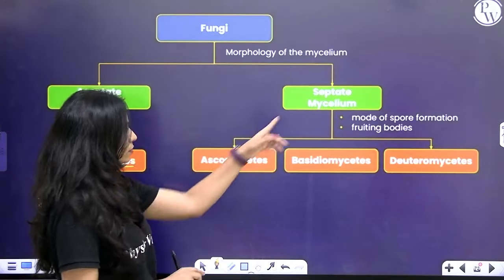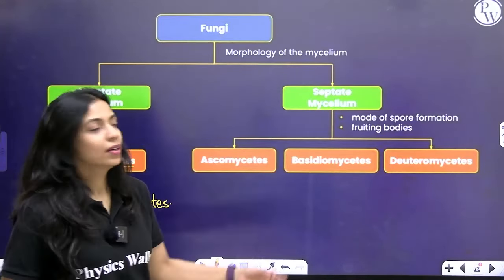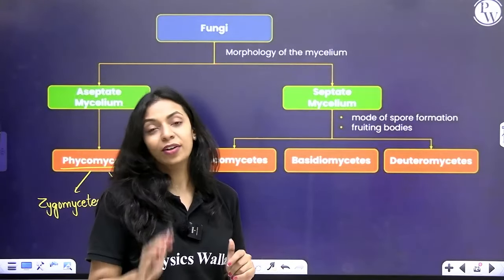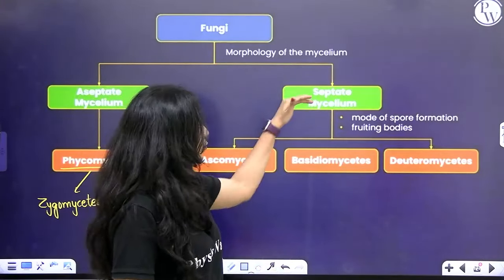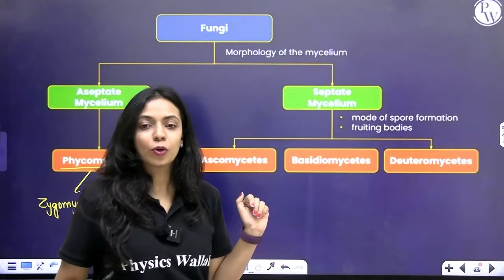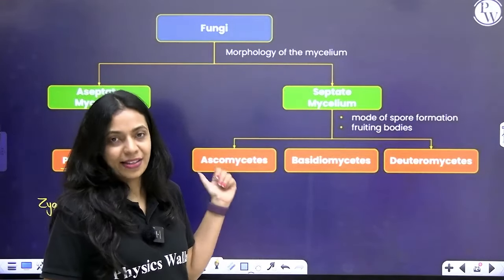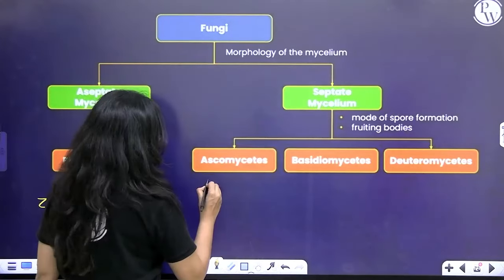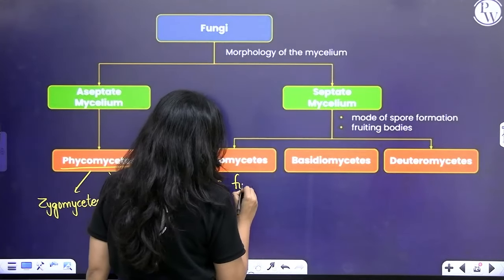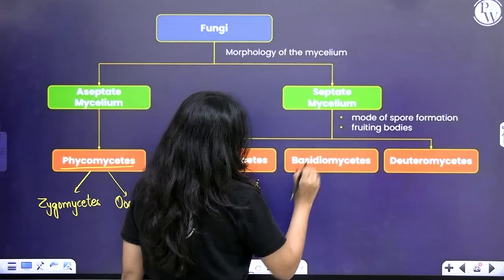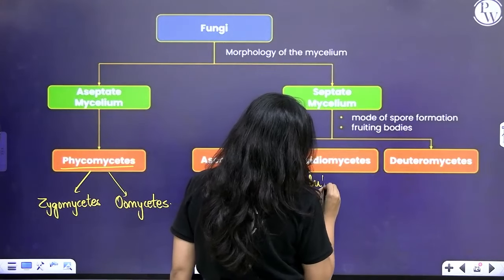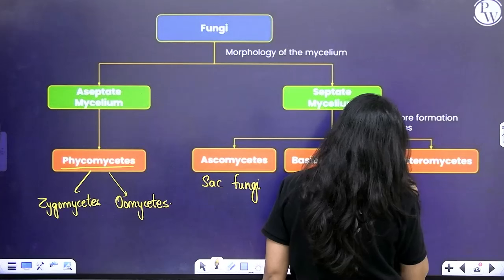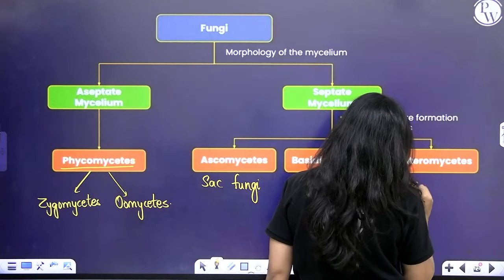Now, under septate mycelium, based on what kind of spores are formed and what kind of fruiting bodies are formed, you further classify this into three groups. They are ascomycetes, basidiomycetes and deuteromycetes. Ascomycetes are called sac fungi. Basidiomycetes are called club fungi. Deuteromycetes are called imperfect fungi.